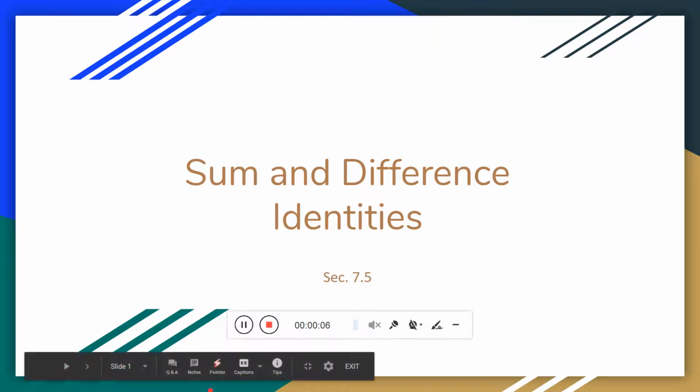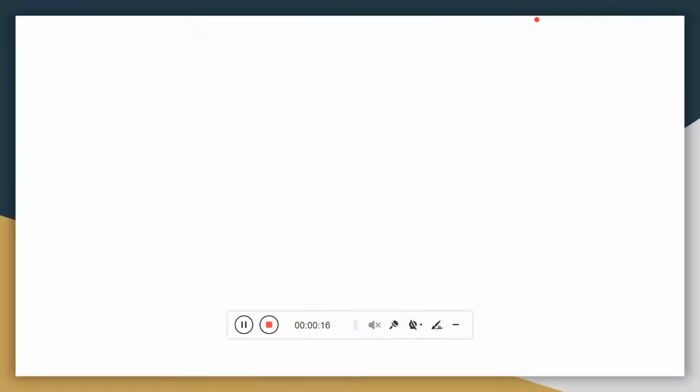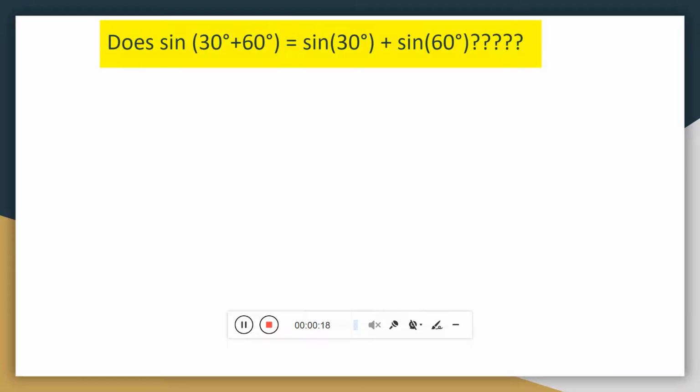Okay, today we're going to be talking about sum and difference identities. These identities are super useful. They are in section 7.5 of your textbook. So I'm going to ask you a question. Does the sine of 30 plus 60 equal the sine of 30 plus the sine of 60?